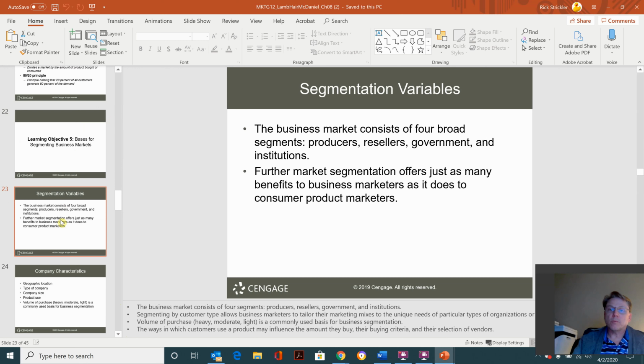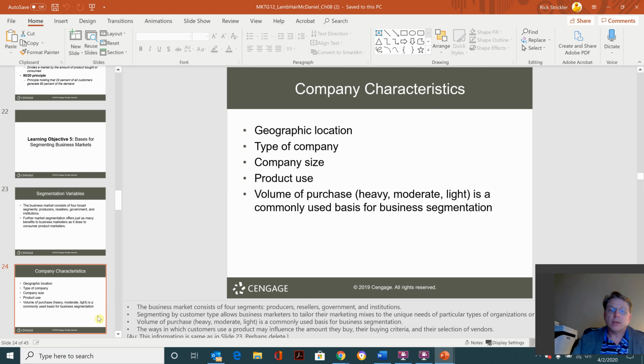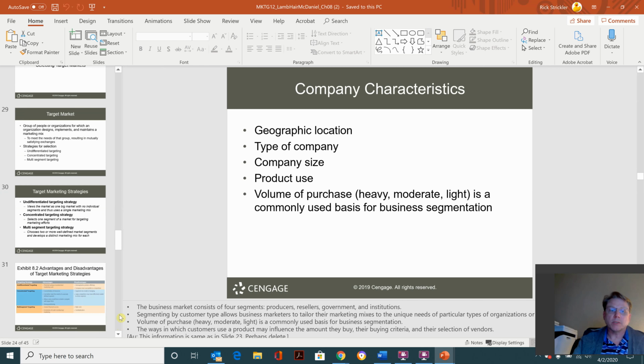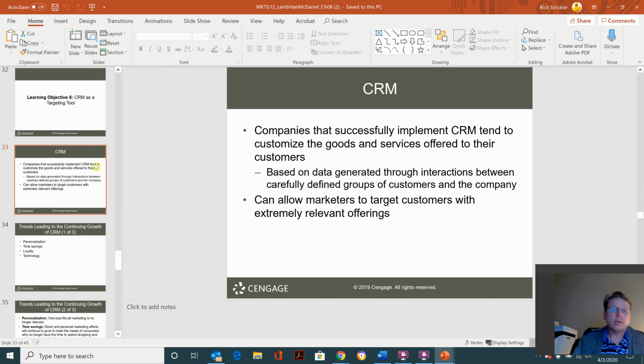Business market consists of 4 broad segments: producers, resellers, government, and institutions. Further market segmentation offers just as many benefits to business marketers as it does consumer marketers. And then it goes through the same geographic location, company size, and that. And this is based on business to business sales. Okay, and then customer representation. Okay.